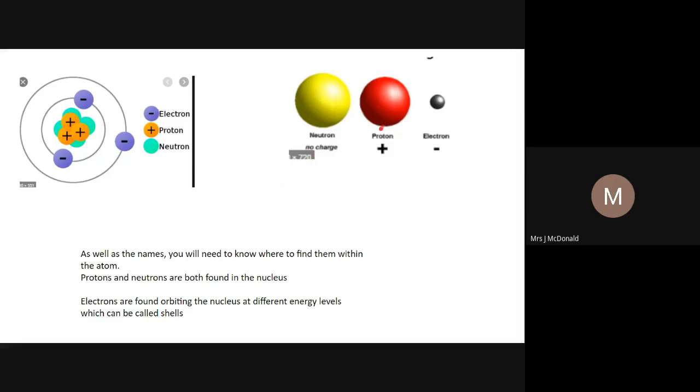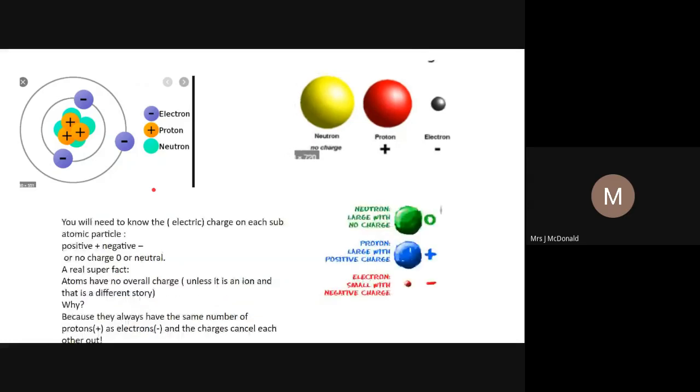So protons and neutrons are both found in the nucleus of an atom. Electrons are found orbiting the nucleus, at different energies, which we call shells.